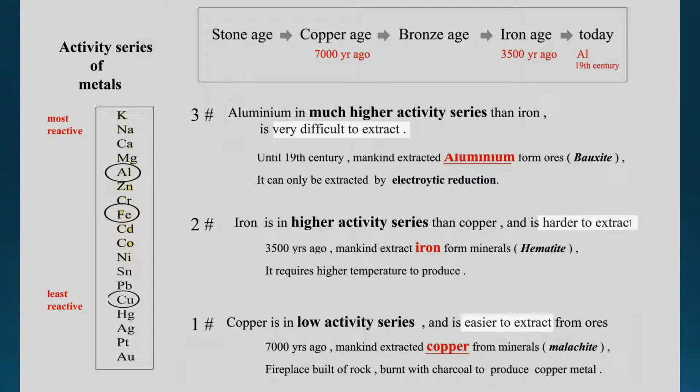So students, what I want to emphasize on this list is that human discovery of minerals is not based on the plentifulness of that mineral itself, but rather on the activity series: the easier to extract is discovered first, and the harder to extract is discovered last. And so we're going to talk more about this activity series related to the extraction of metal.